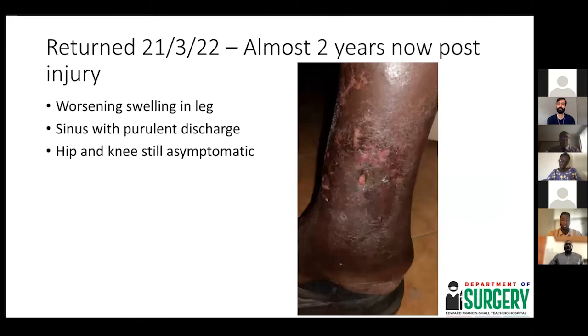So he then returned again a further 2 months later, now almost 2 years post the initial injury, with worsening of the swelling of the distal leg, now has a sinus on the medial aspect with some purulent discharge, but his hip and knee, at least so far, were asymptomatic.